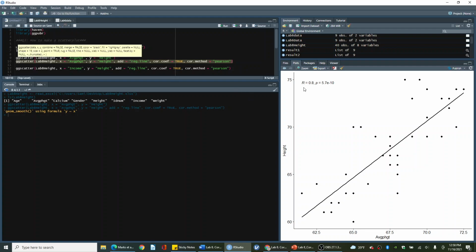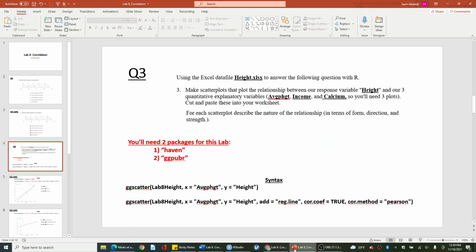So you can see this popped up. Our R is 0.8, which is strong. Our p-value is less than 0.001. Remember, the correlation is going to span from -1 to +1, so if we're at 0.8, it's pretty strong. And it's a positive association because it's not negative. So let's go back.